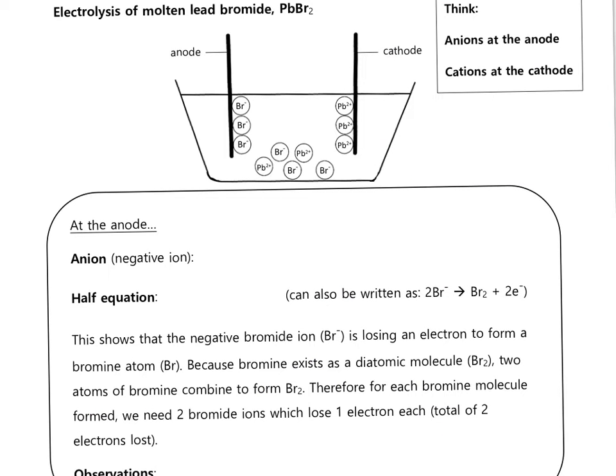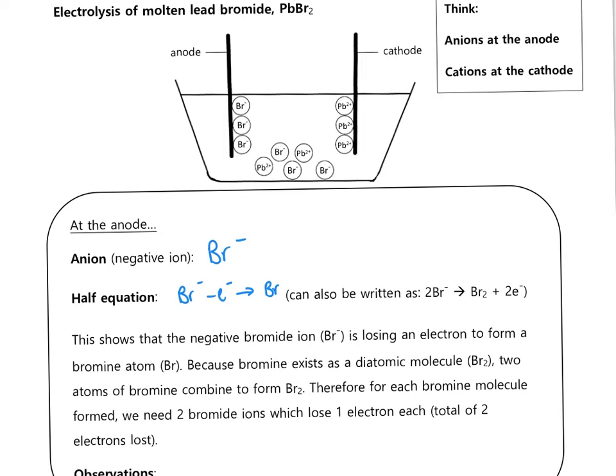So let's recap what happens at the anode in the electrolysis of lead bromide. Well, first of all, what I need to do is work out what the anion is. So remember, the anion goes to the anode. So what is my anion? Well, it's my bromide ion, Br-. What half equation can I use to represent it? Well, because it's negatively charged already, I need to lose electrons. So I've got my bromide ion, and because it's got a charge of 1-, it needs to lose 1 electron to become a bromine atom.